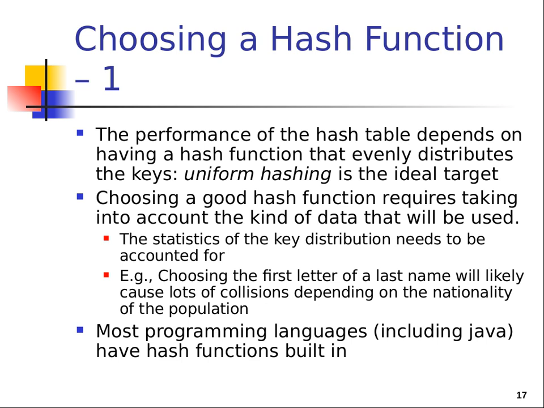All right, so for finding good hash functions, you want to do statistics on the key distribution. If your key was the first letter of the last name, for this example, you'd probably have a lot of collisions, and that would be terrible, so don't do that. Most programming languages, like Java, have hash functions built in. C++, kind of, sort of, it's part of the library.